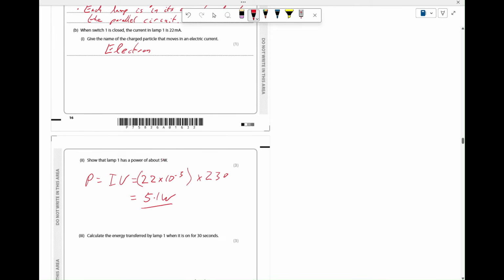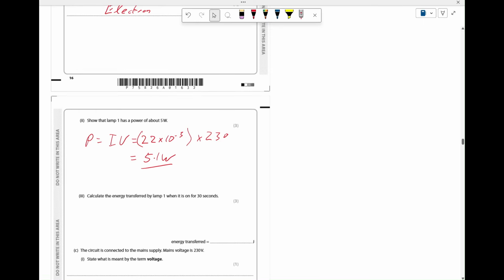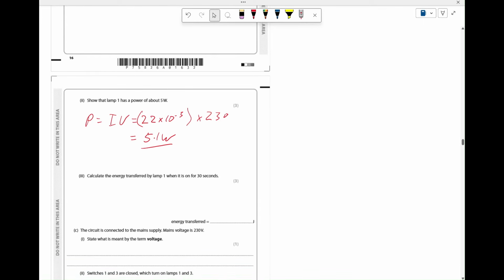A show that question means give me one more significant figure. So they asked me to show that it's 5. I do that by showing that it's 5.1. Calculate the energy transferred to lamp 1 when it's on for 30 seconds. E equals power times time, 5.1 times 30. Obviously look out for these. You'd be able to do this question even if you couldn't do the previous question. You'd sub in 5 instead of 5.1, but I know it's 5.1, so I know that the actual answer is 153 joules. So yeah, I'll probably still round it to 150 to 2 significant figures.